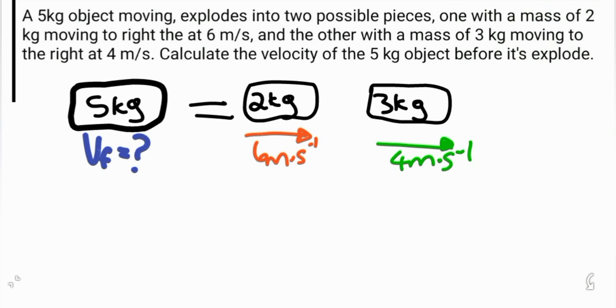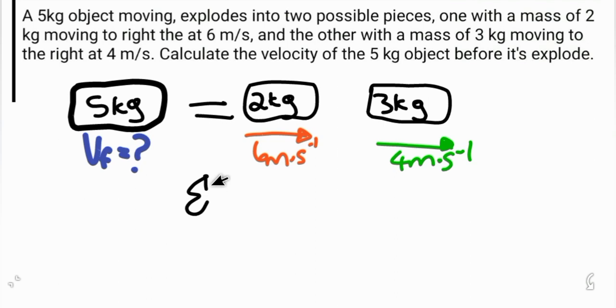Try this one. A 5 kg object explodes into 2 pieces. One has a mass of 2 kg moving to the right at 6 meters per second, and the other has a mass of 3 kg moving to the right at 4 meters per second. Calculate the velocity of the 5 kg object before it explodes. Now, both of these objects are moving in the same direction. Then that means this question is pretty simple.